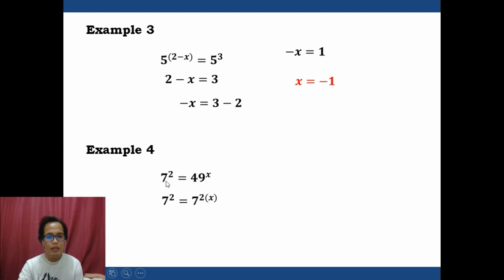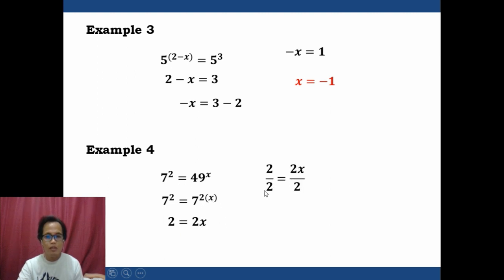7 squared, kini copy niya ang 49, gi-write ra na siya as exponential form. So, 7 squared kay 7 times 7, 49 man. Mao ni siya ang 49. Then, copy ang x. Multiply na siya ang 2 sa x. So, karon kay 7 naman na siya, parehas naman siya base. So, i-copy na lang nato ang exponent. So, 2 equals 2 times x is 2x.